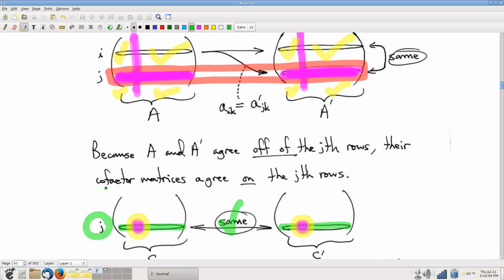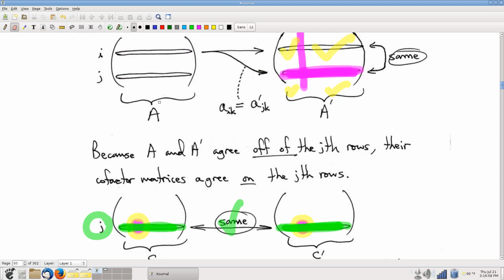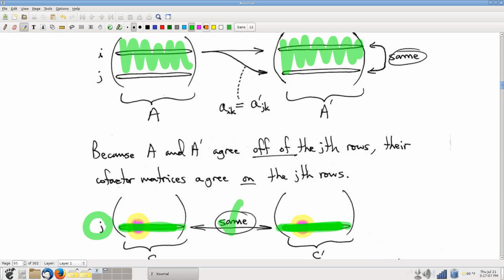Not everywhere else now, of course. It's only on the jth row that this argument works, because it's only when you're on the jth row that you are crossing out the two differences between these matrices. Remember, the matrices are the same there. They're different here, right? And then they're the same there.